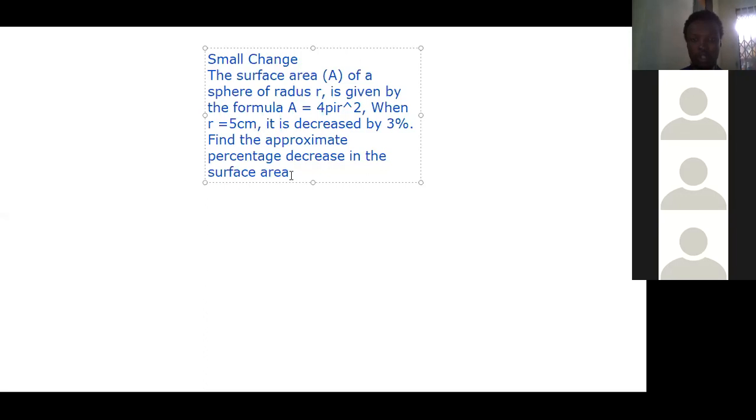So let's do this one. The surface area A of a sphere of radius r is given by the formula A is equal to 4 pi r squared. When r is equal to 5 cm, it is decreased by 3%. Find the approximate percentage decrease in the surface area. When this thing cuts, you start again and do the final part.